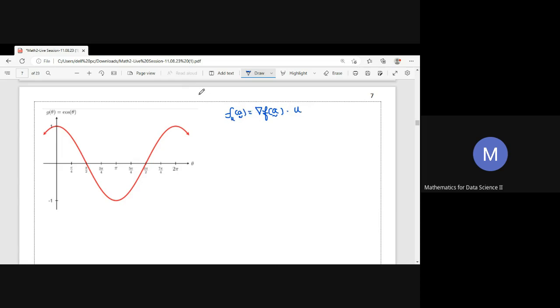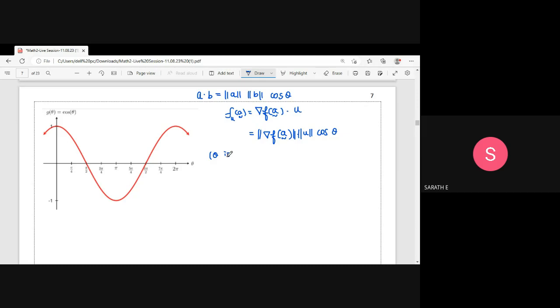So now what is the formula for the dot product? If the angle between A and B is theta, it is modulus of A, modulus of B, cos theta. Norm A, norm B cos theta. So this is the formula we are going to use here. If we use this formula, then you get norm del f of A tilde into norm u into cos theta.